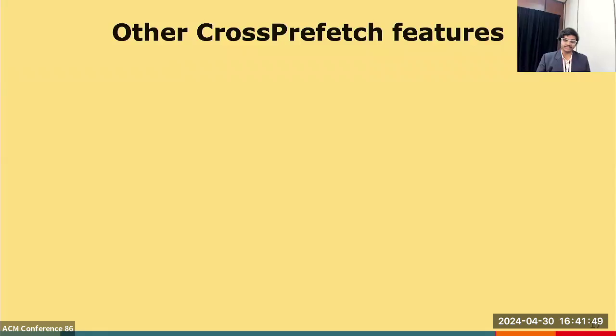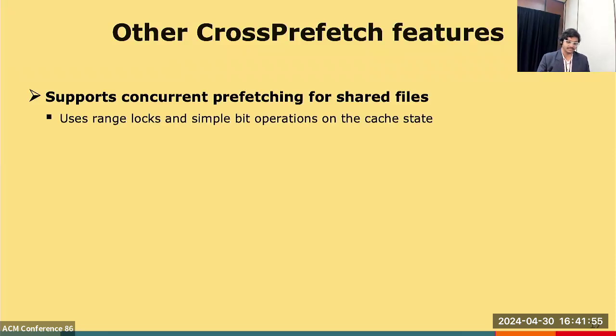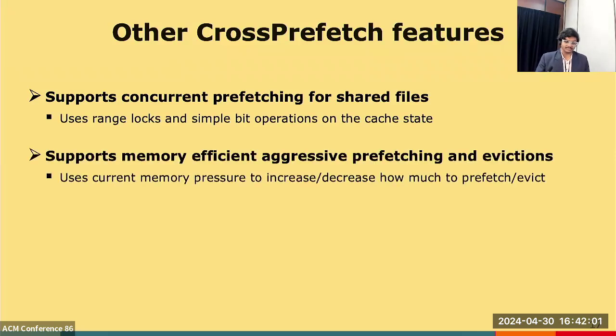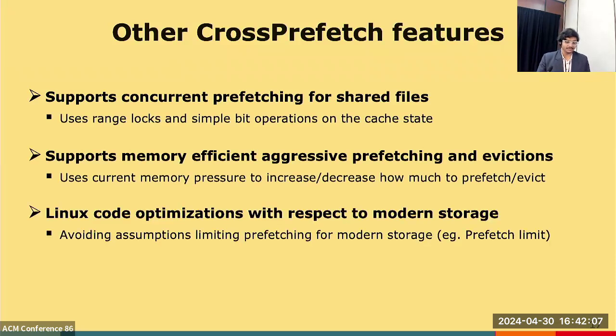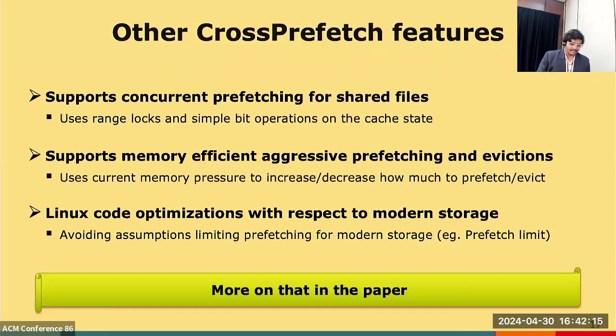There are some features that I'm not going into depth on today. I'm only going to introduce them for brevity. For example, CrossPrefetch supports concurrent prefetching for shared files by using range locks on the cache state. It supports aggressive prefetching and eviction mechanisms based on current memory pressure. CrossPrefetch also identifies assumptions taken in the OS file subsystem implementation that limit prefetching on modern storage. Please read our paper for more information.